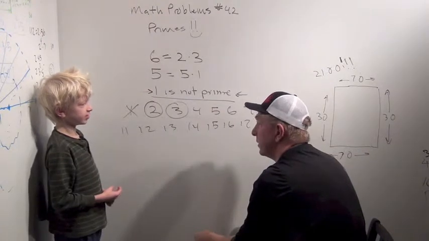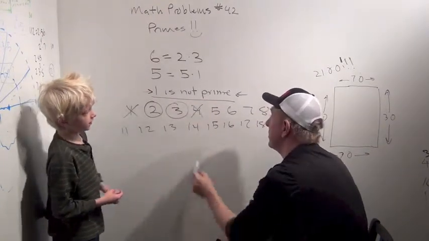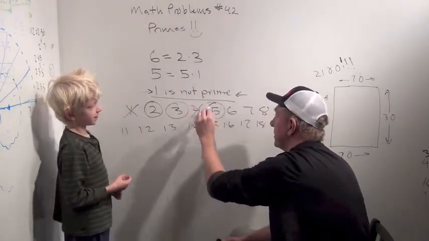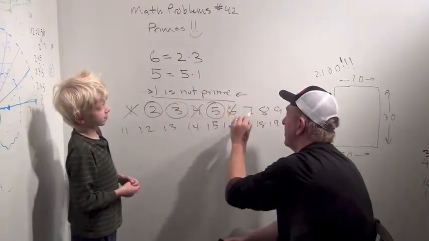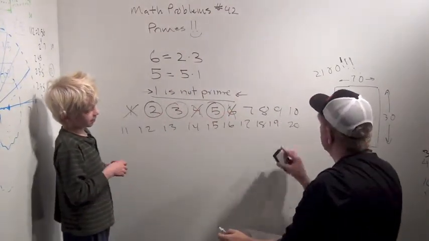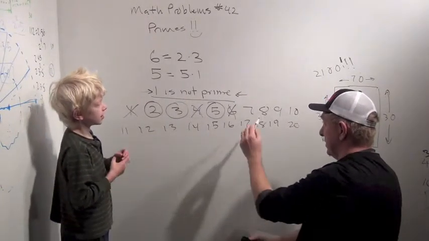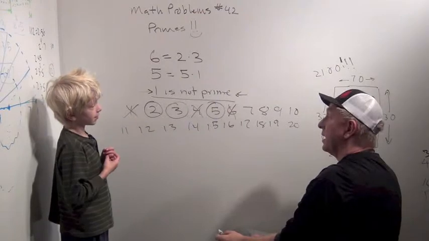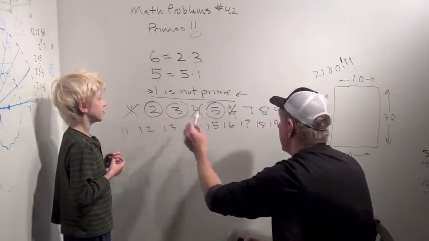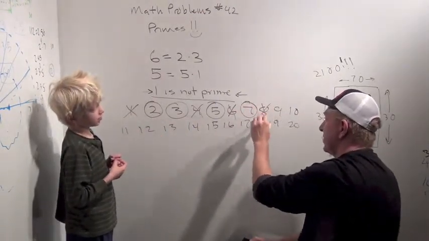What about 4? 2 times 2. 2 times 2, not prime. What about 5? Oh, we already said it. What about 6? Oh, we already said it. What about 7? I think all even numbers are not prime, except for 2. Right, that's right. So 7 is prime. 8's not because it's 2 times 4.